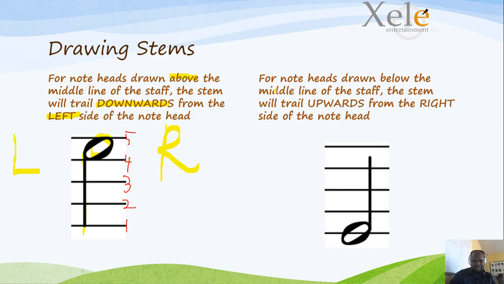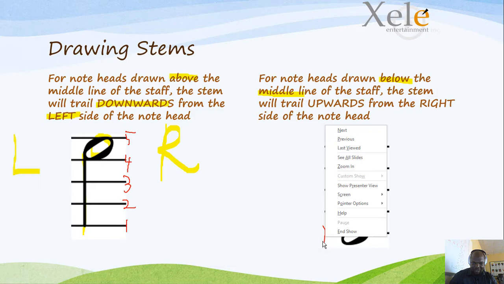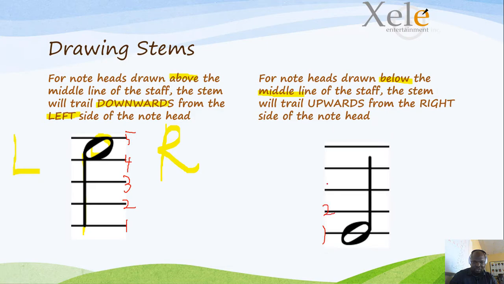Let's look at this other option here. It says for note heads that are drawn below the middle line, let's check if this is actually below the middle line. I'll have line 1 here, line 2, line 3, line 4, line 5. Okay, so you see the middle line is line 3 and the note head is below. So for note heads that are below the middle line, what will happen to them? Okay, it says the stem will go upwards from the right hand side of the note head.